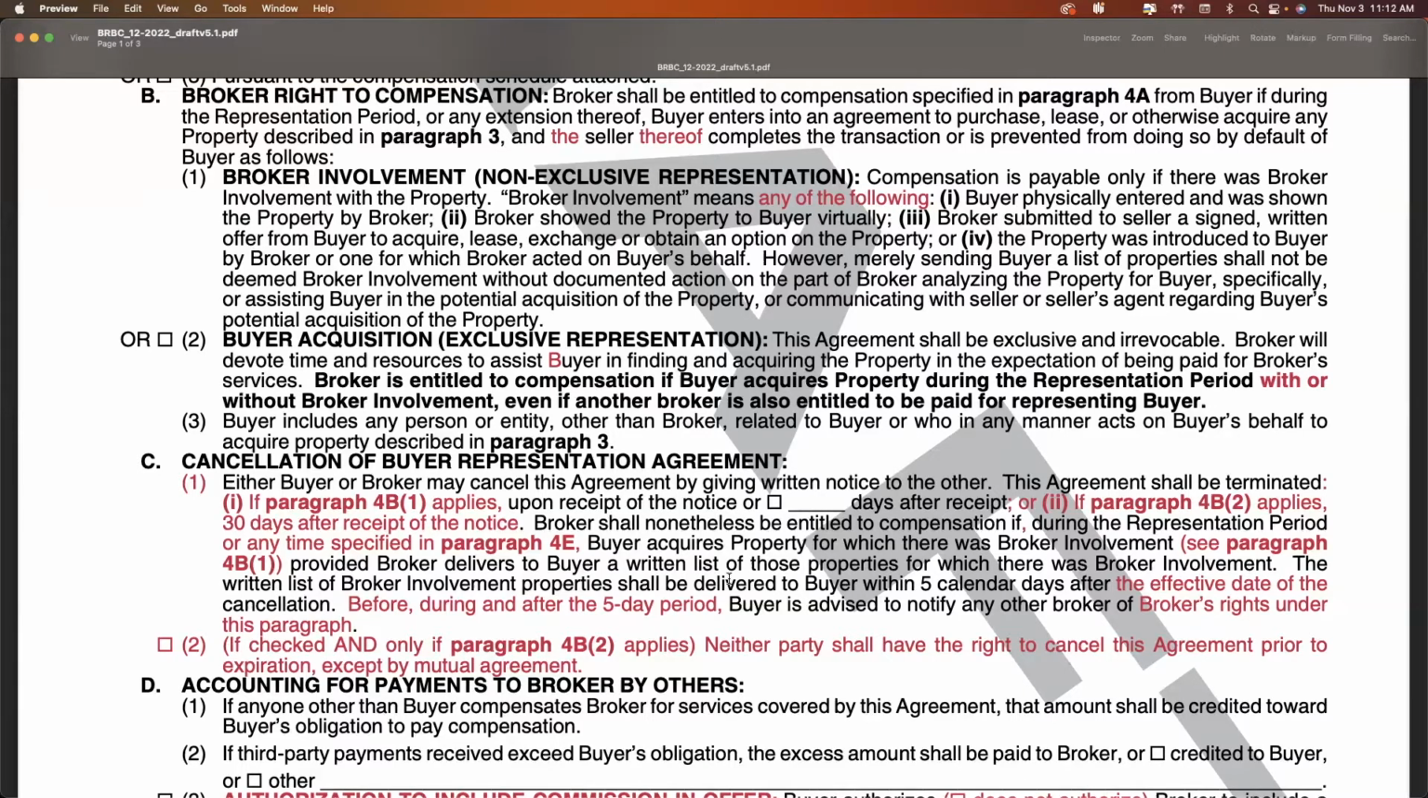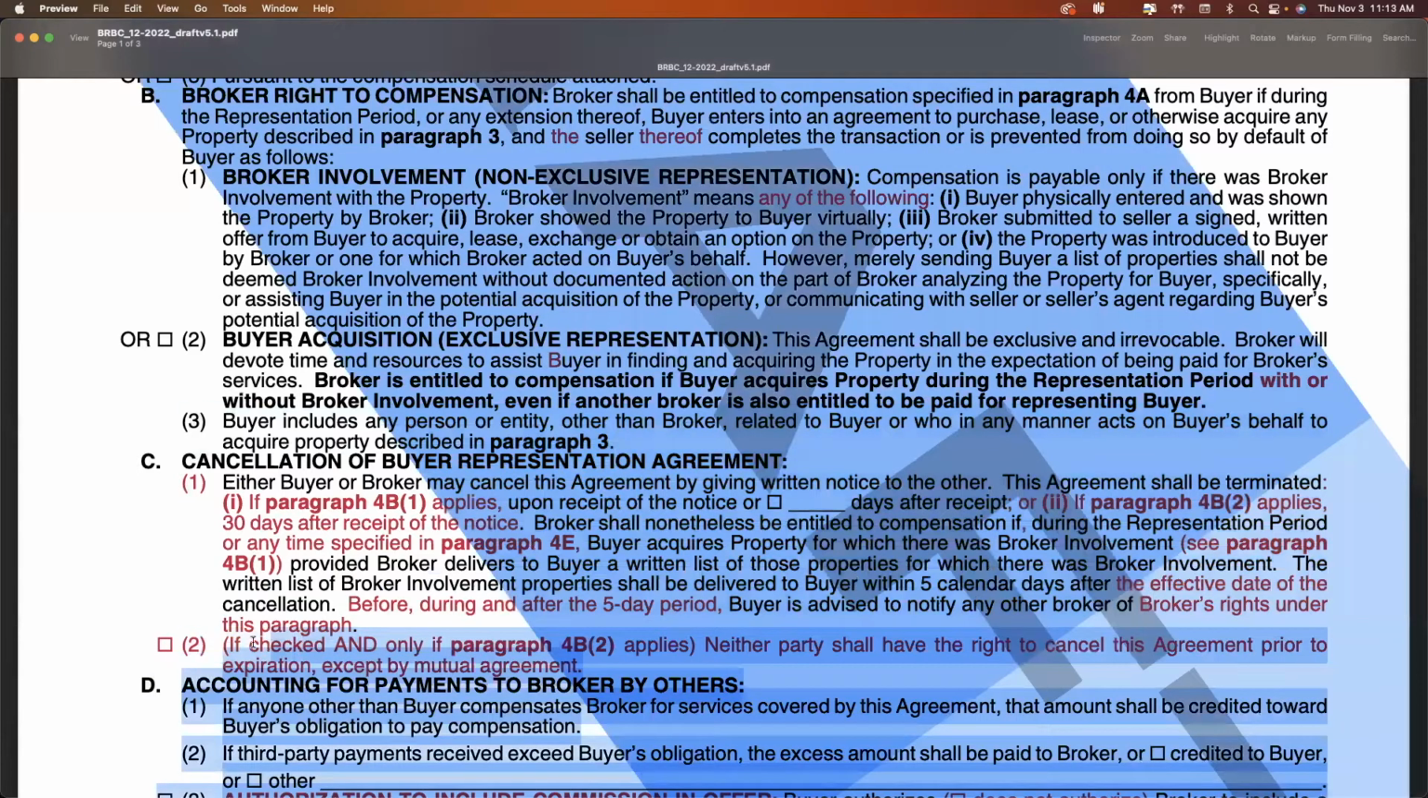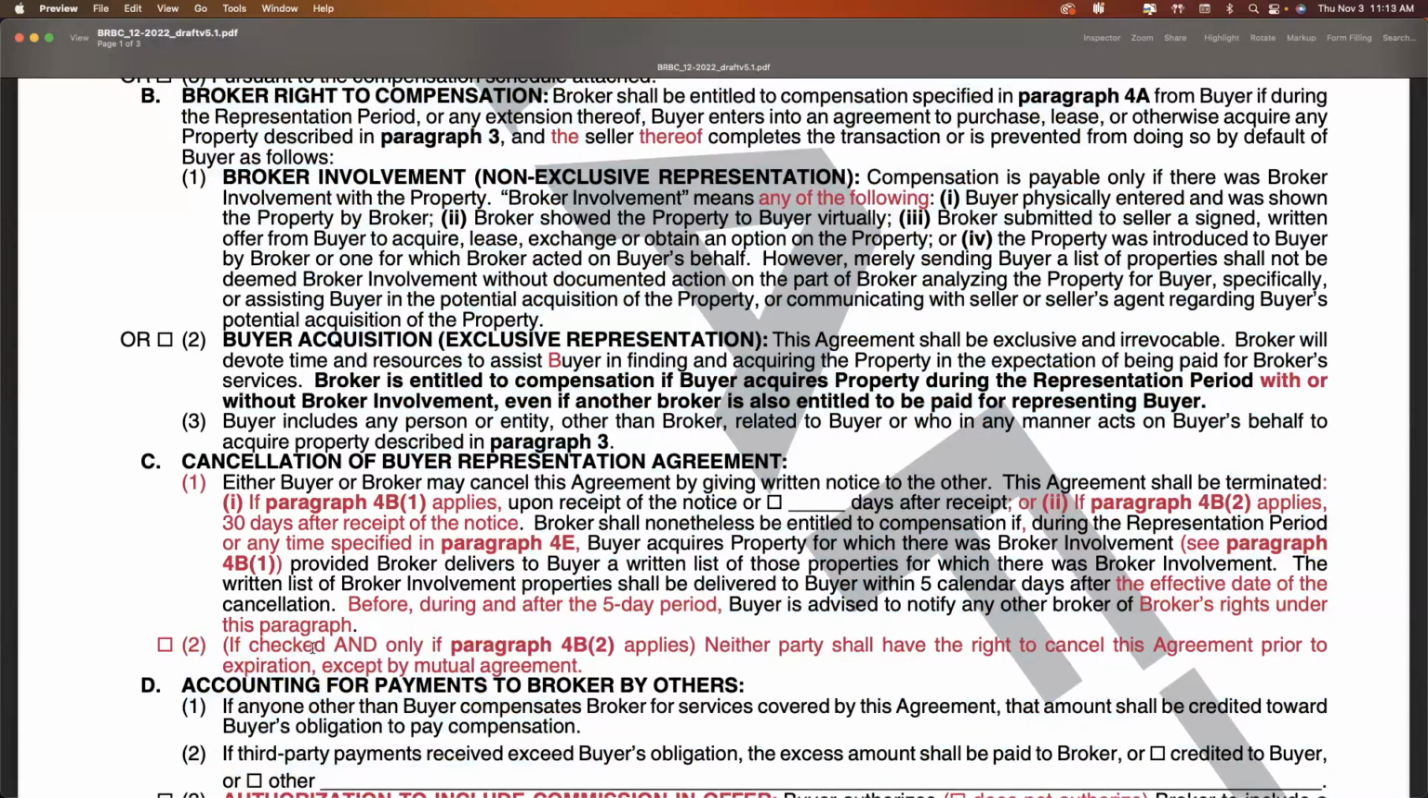The written list of broker involvement properties shall be delivered to buyer within 5 calendar days after the effective date of the cancellation. Before, during, and after the 5-day period, buyer is advised to notify any other broker of broker's rights under this paragraph. If checked, neither party shall have the right to cancel this agreement prior to expiration except by mutual agreement. So what I would suggest is, if I'm going to do this buyer representation and compensation agreement, number one, I'm going to check paragraph 4C2, which is this one right here, so that it can't be canceled by either party unless we both agree to cancel.